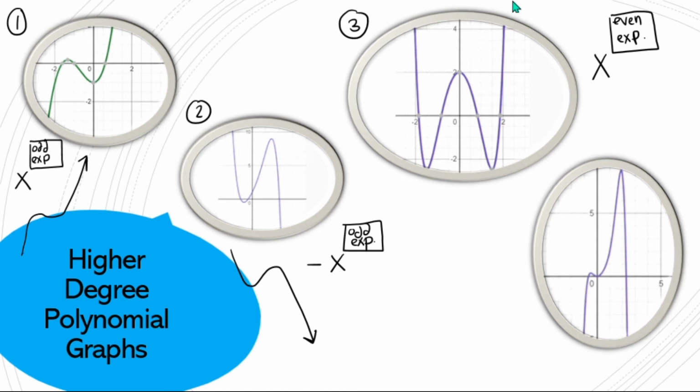And our last polynomial graph here, with both pieces pointing downwards, is just a reflected graph. So that would be negative x to an even exponent.